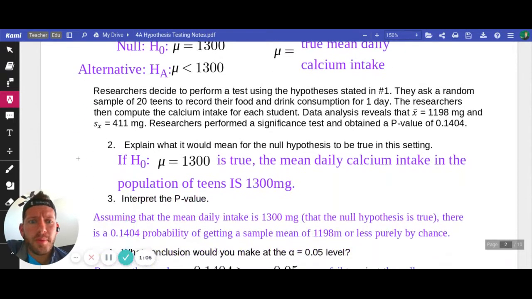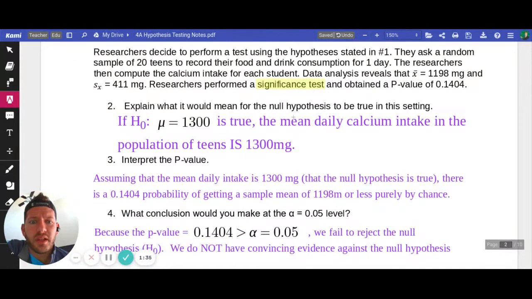They decide to perform a hypothesis test. They ask a random sample of 20 teens to record their food and drink consumption for a day. They compute the calcium intake for each student. The sample mean, x bar, is 1198, and the sample standard deviation is 411. They perform a significance test and obtain a p-value of 0.1404, so about 14%. We're going to start performing these significance tests very soon. We're just talking about what they mean right now.